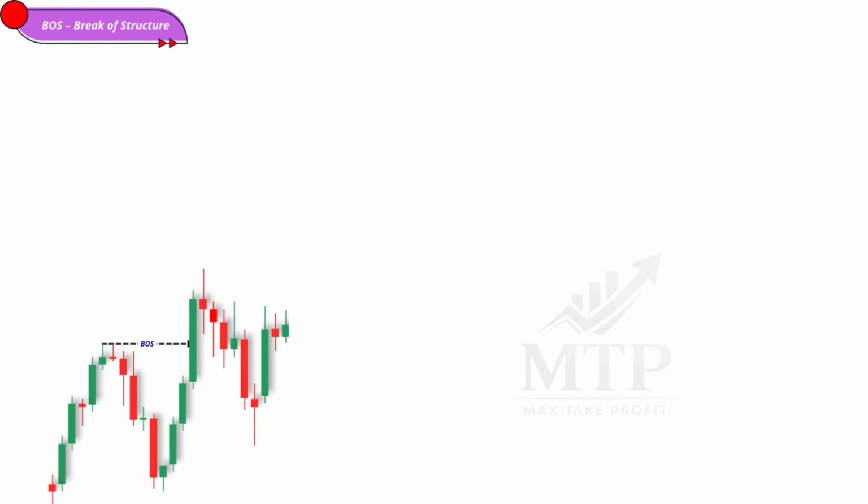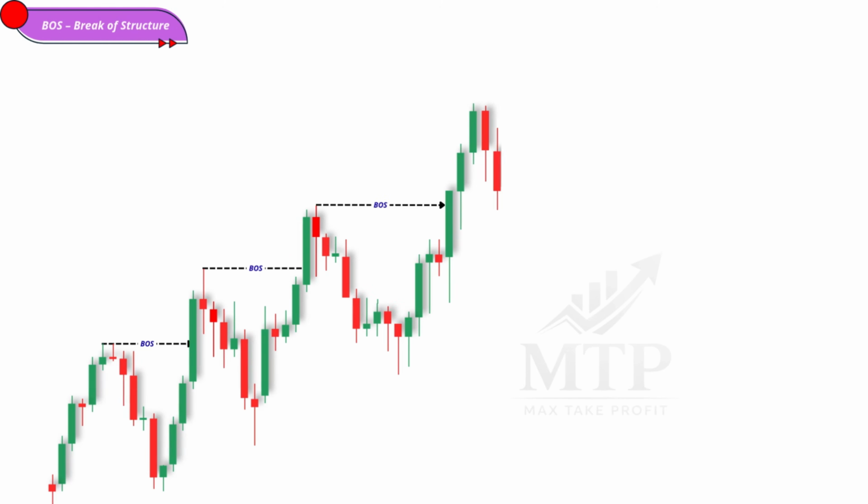Let's start with the first tool, the most fundamental one. This is the simplest concept in the ICT family, but don't let that fool you. A lot of traders get this wrong. And that's exactly why they get trapped. So let's break it down properly.